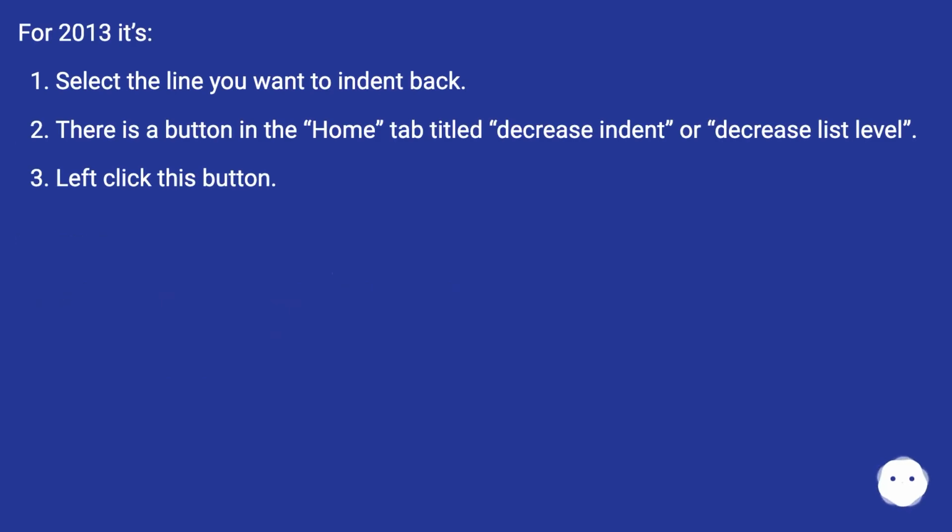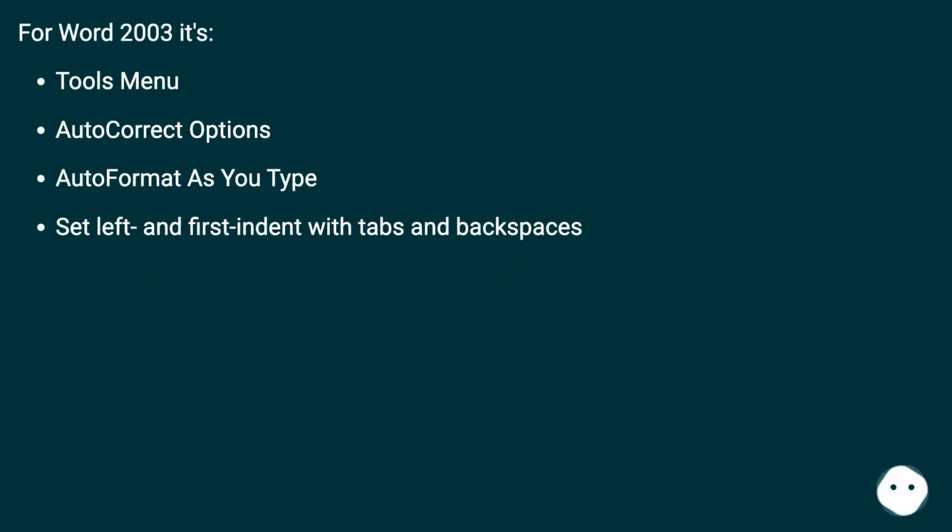For 2013 it's select the line you want to indent back. There is a button in the Home tab titled Decrease Indent or Decrease List Level. Left click this button. For Word 2003 it's Tools menu, autocorrect options, auto format as you type, set left and first indent with tabs and backspaces.